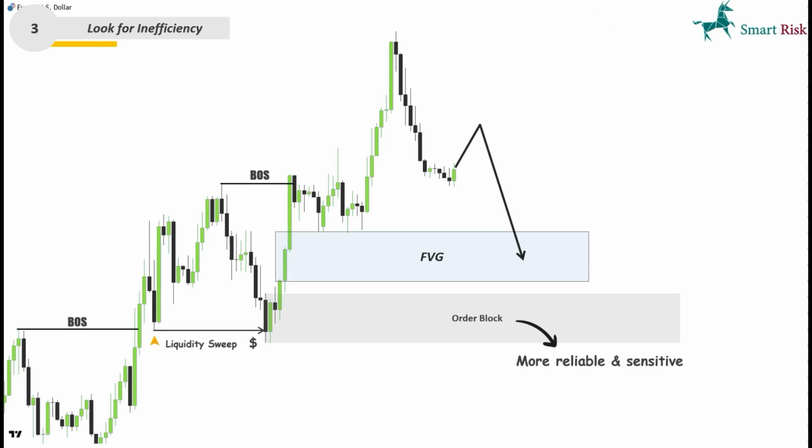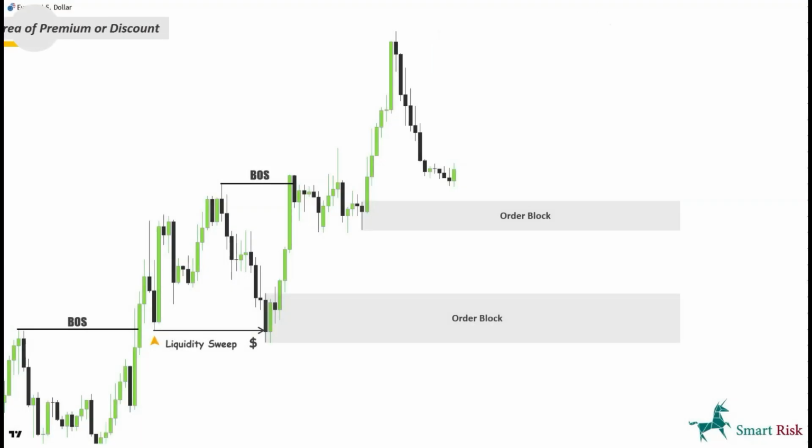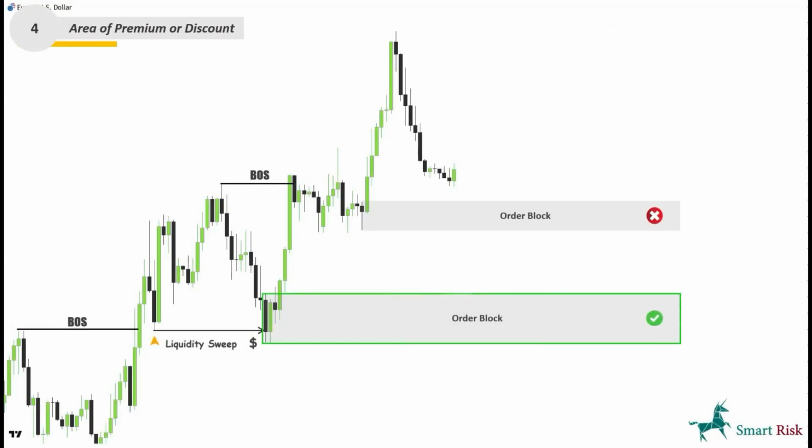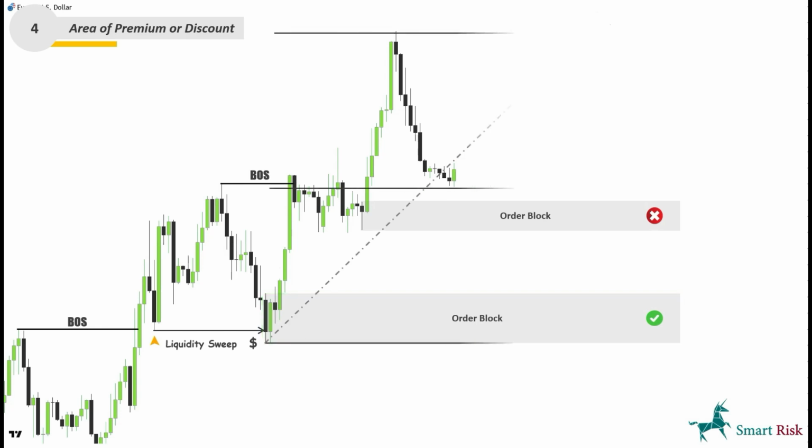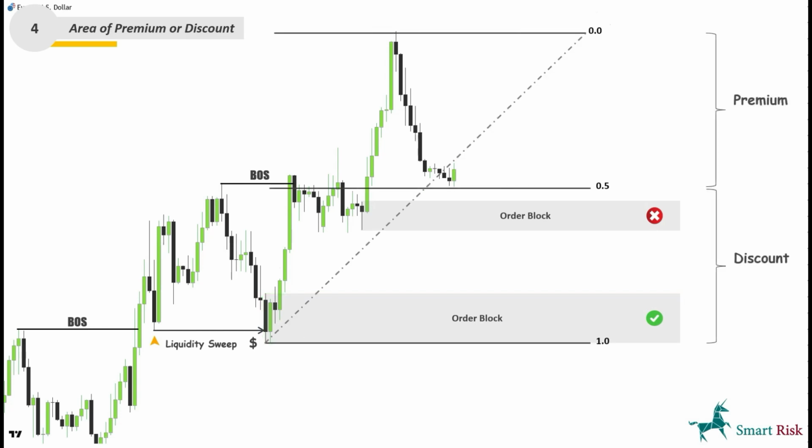Now let's continue with the fourth hack. Area of premium or discount. Points of interest located at market extremes always carry higher priority than those forming in the middle of a range. In a bullish market profile, you should focus only on supply or demand zones that form within the discount area, the lower part of the range. In a bearish market profile, look for points of interest in the premium zone, the upper part of the range, to find high probability short setups.